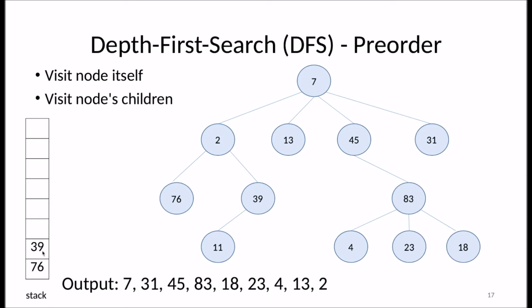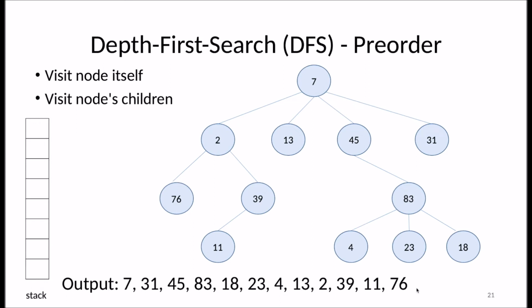So 76 and 39. I check again, the stack is not empty, so I pop 39 off the stack. 39 has one child, 11. I push that onto the stack. Stack is not empty. I pop 11 off the stack. Doesn't have any child nodes. Now I pop 76 off the stack. Doesn't have any child nodes. Now the stack is empty and the traversal is complete.